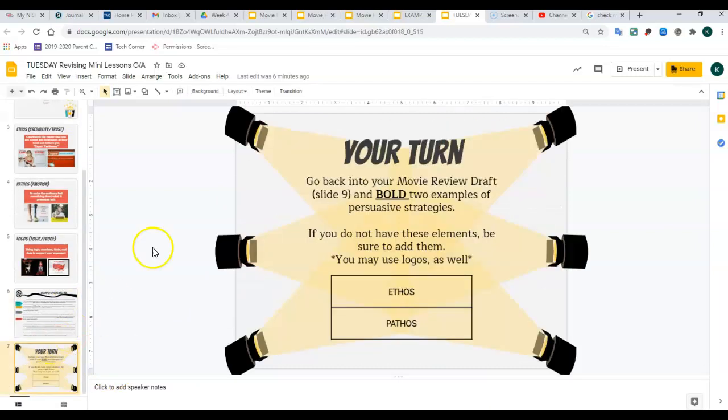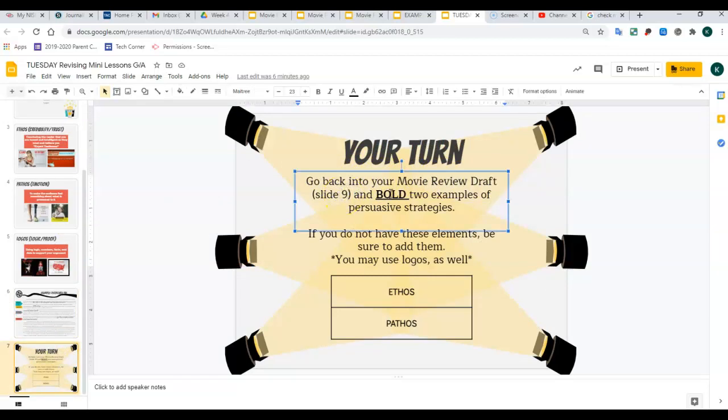So what you're going to do is you're going to go into your movie review draft. It's either slide 9 or slide 3. And you're going to bold 2 examples of persuasive strategies. If you do not have these elements, be sure to add them. You can use logos as well, but I'd like for you to focus on ethos and pathos. I think it's easiest for us to incorporate the credibility and trust of somebody, and then also the emotion. But absolutely feel free to go get those facts, like the Rotten Tomatoes facts, if you want to get statistics like that about the movie, maybe how much money the movie brought into the box office. That's a good one. Take those into consideration and do those as well.